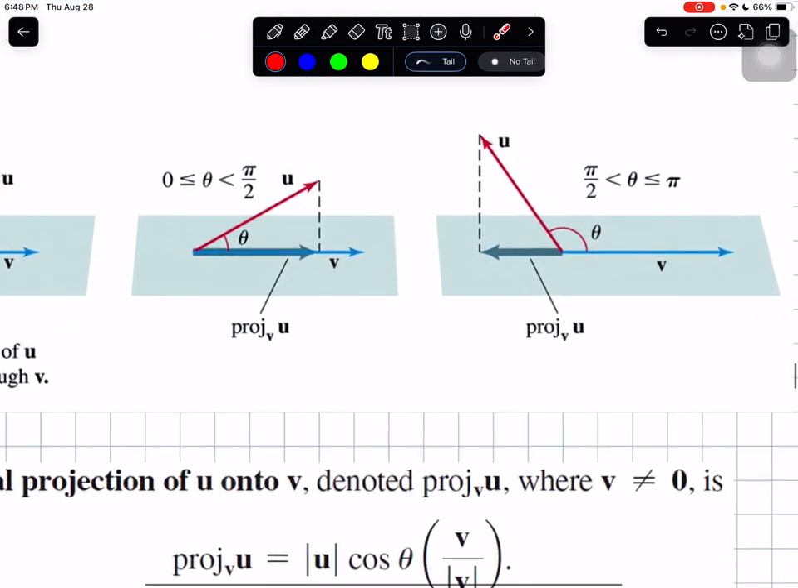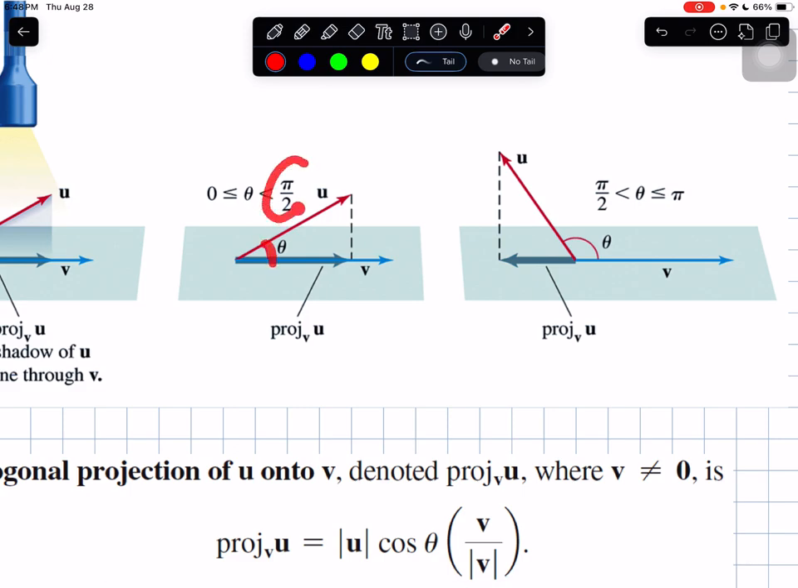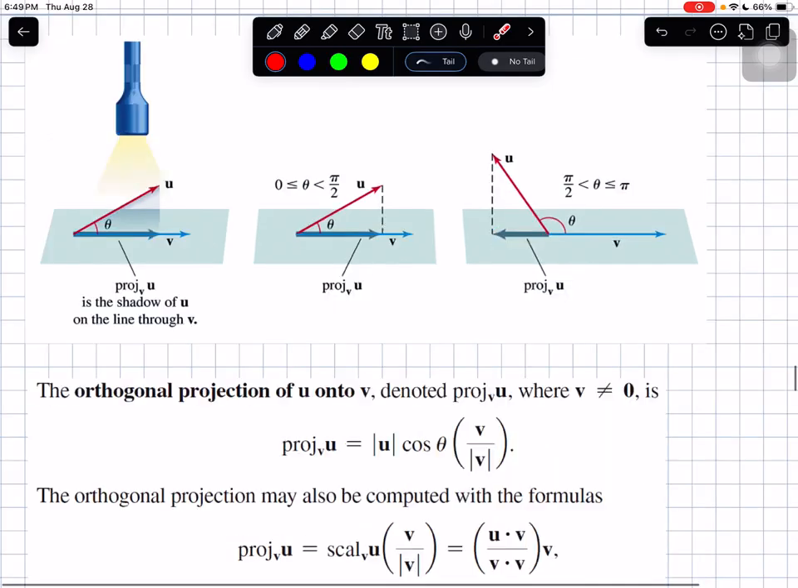In the case the angle is less than 90 degrees, the projection has this direction, the projection of u onto v. In the case the angle is obtuse, so it's bigger than 90 degrees, less than 180, then the projection of u onto v goes like this. However, in both cases, we do have the same formula. The projection of vector u onto vector v can be computed by this formula.